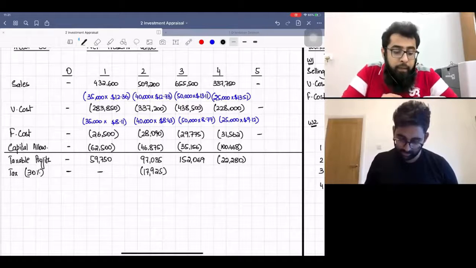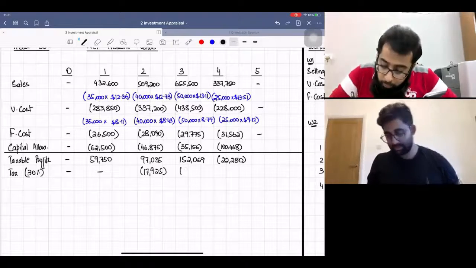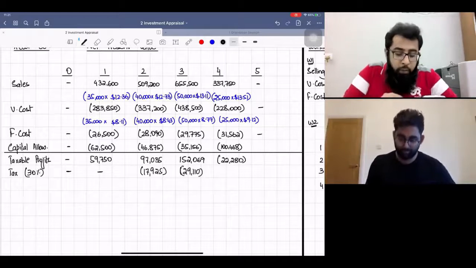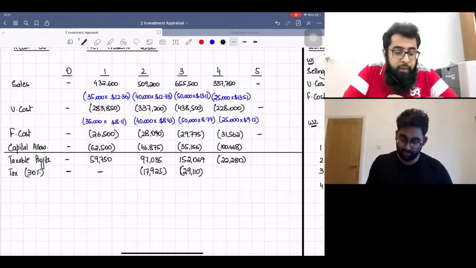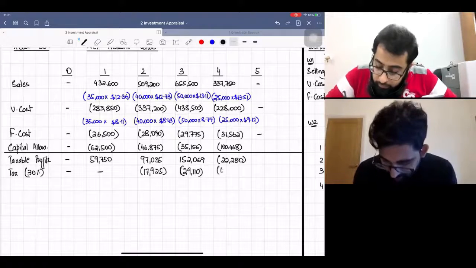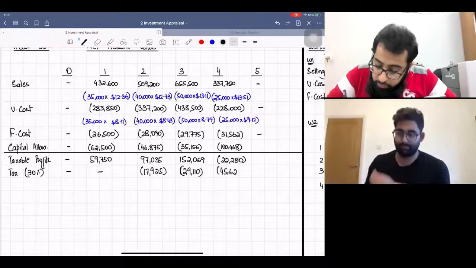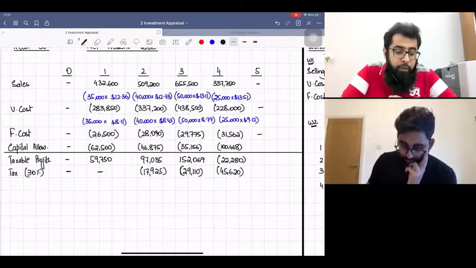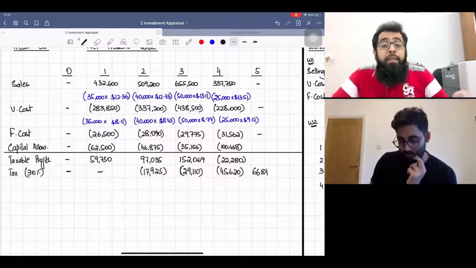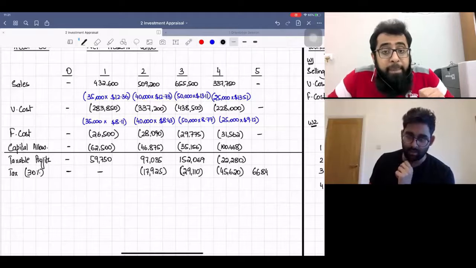Then 29,110, then 152,069 into 0.3 is 45,620, and 22,280 into 0.3 is a positive 6,684 because it's a tax loss.